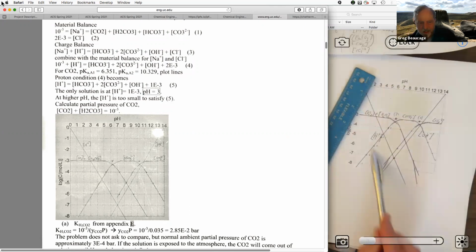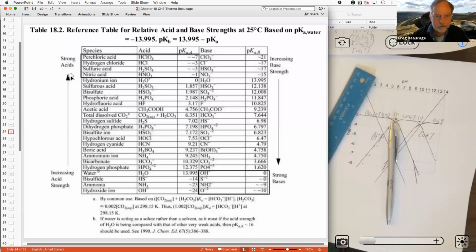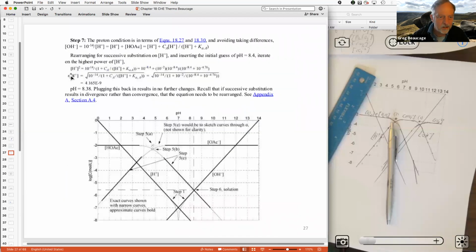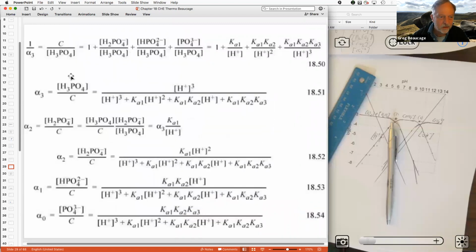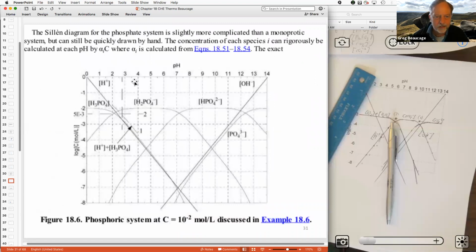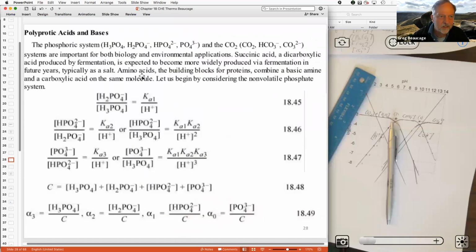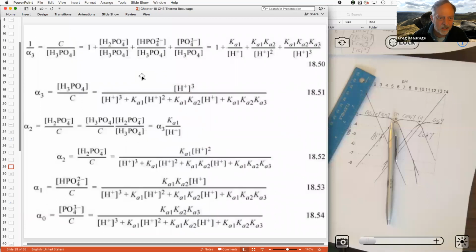This one is also done in the book as example 18.6. Example 18.6 is phosphoric acid. It's doing the same. This is the same thing. It gets the same kind of plot, right? Except this, I think the phosphoric acid doesn't have... It's just pure phosphoric acid. It isn't with a HCl added or anything.